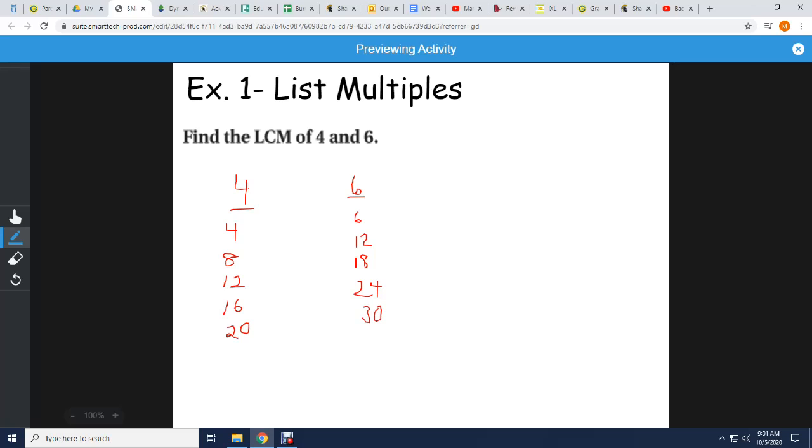Now we look for the smallest multiple, the least, that they have in common. 4 and 6. Here it is. I think it's right here. 12. Right? 12 is in common. Absolutely, that is the correct answer there. If we would continue this one more, we'd get to 24. They are common multiples, but it's not the least common multiple. 12 is the least common multiple, so over here I can write 12. So that's one way you can do it.